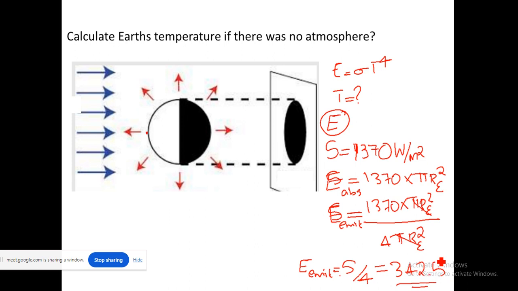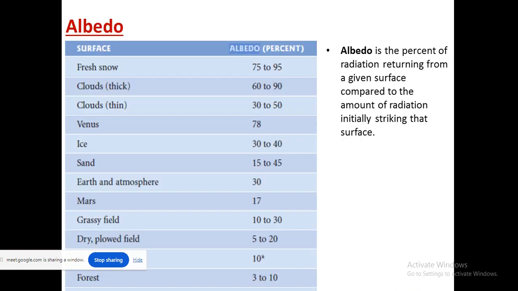Now in this case we assume that there is no atmosphere and there is no other loss of energy, right? That is, whatever is being emitted from the sun and received by the earth, the earth is absorbing the whole energy and after that it is re-emitting it. That's what we consider. Even if there is no atmosphere, there is another way in which we are losing some of the energy being received at the earth. It is basically known as the albedo. Albedo is basically the percent of radiation returning from a given surface compared to the amount of radiation initially striking the surface.